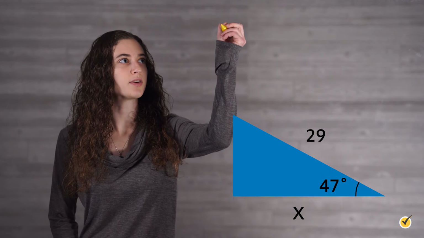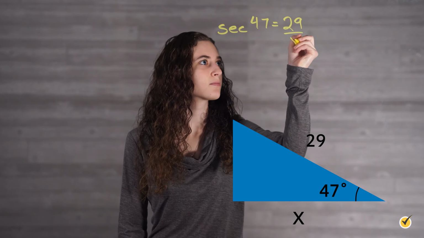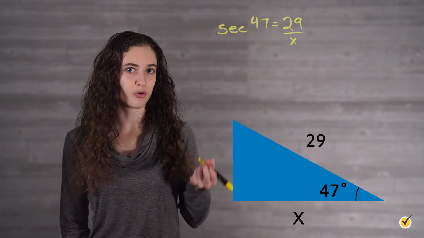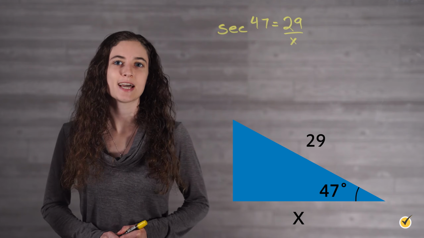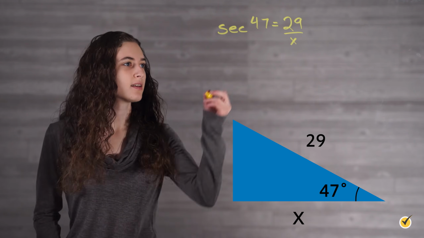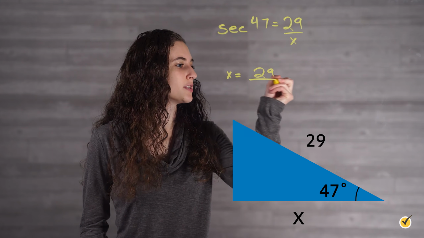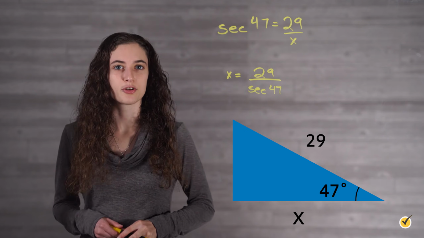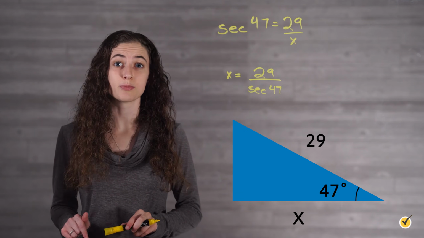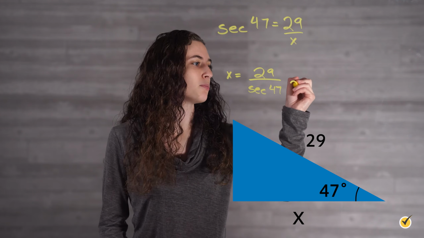If we set up our equation, we get that the secant of 47 is equal to 29 over x, since our angle is measured 47 degrees and our hypotenuse is 29. This can be rearranged so that x is by itself, which looks like this. x is equal to 29 over the secant of 47. When we plug this into our calculator, making sure our calculator is in degrees mode instead of radians, we get that x is approximately 19.78.